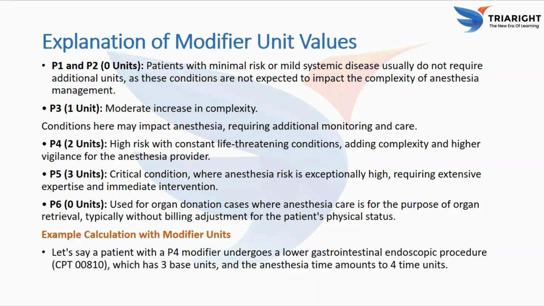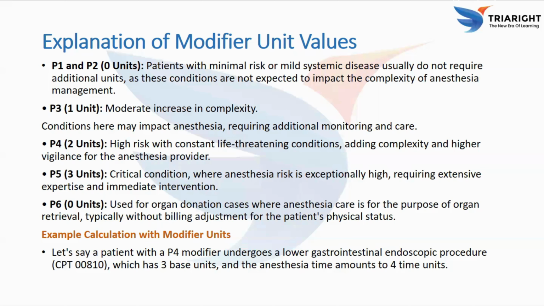So what does that mean? The patient is healthy, P1, or has a mild and well controlled disease, P2. These conditions do not increase the anesthesia difficulty. Examples are a healthy patient, and controlled BP or diabetes. Now why 0 units? Because there is minimal risk and no extra monitoring needed.